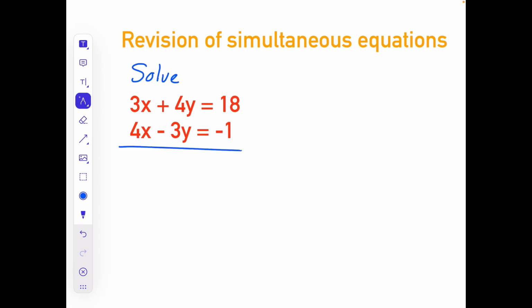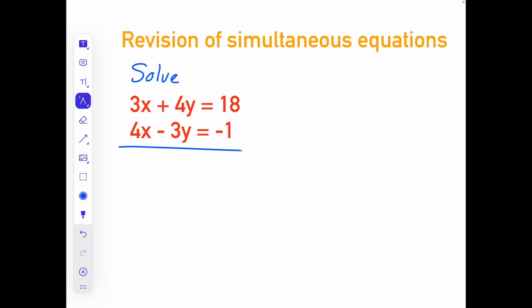Now for any simultaneous equations, we want to pick a letter. I'm going to go with y's here. We want the coefficients, or the number in front of the y's, to be the same number but of opposite signs. That way they're going to cancel out. I see here I have a 4y and a minus 3y, so they already have opposite signs. I'm happy about that, but I need them to have the same number.